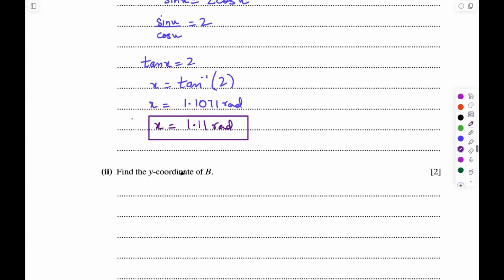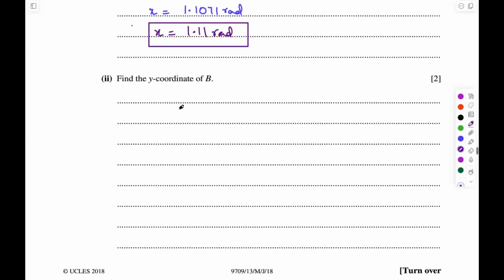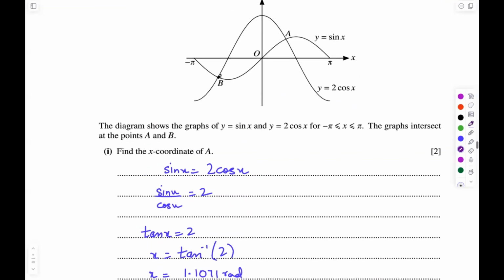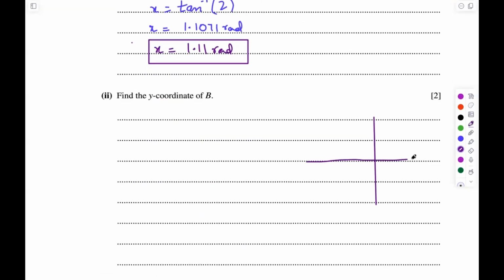In part 2, it says find the y coordinate of B. Now to find the y coordinate, we'll first find the x coordinate. We know that the x coordinate is negative over here, and the y coordinate will also be negative at the point B. So to find the negative x coordinate, and we know it is from minus pi till pi, we'll make this 1.11 radians in the third quadrant, which is the positive quadrant for tan. So this is A, C, T, S.